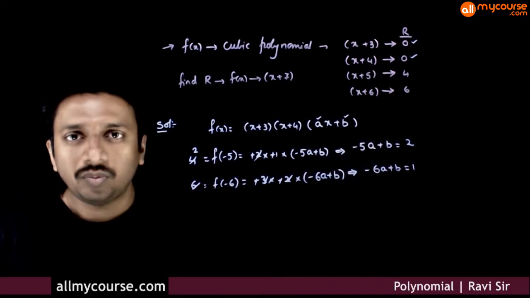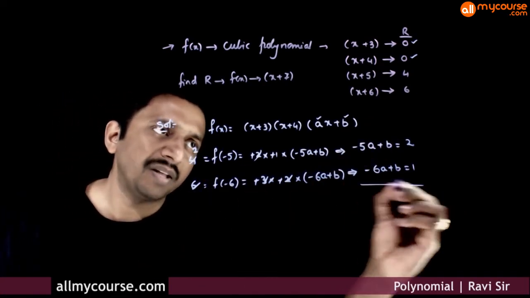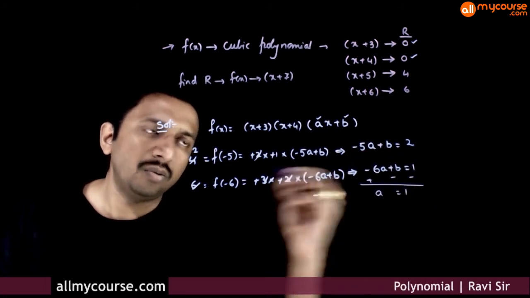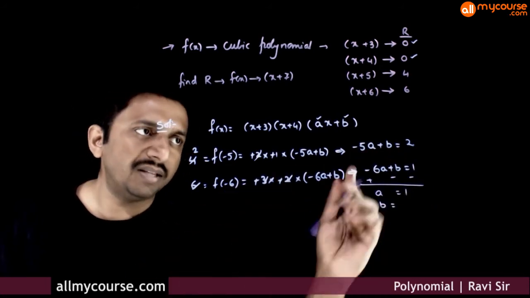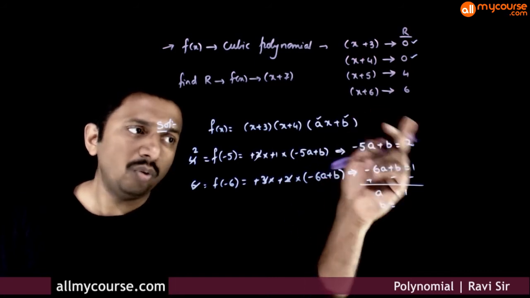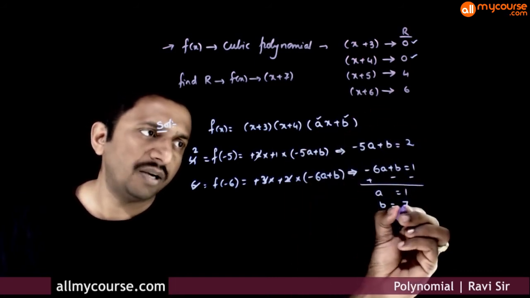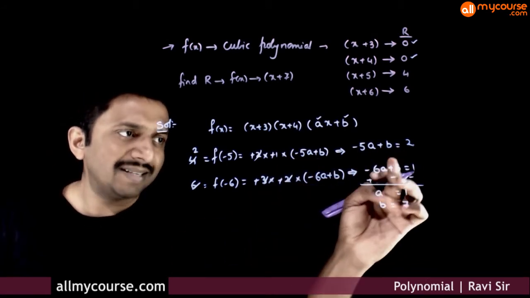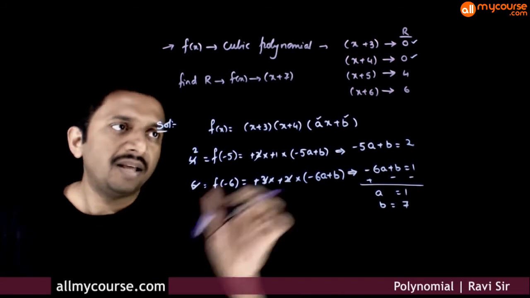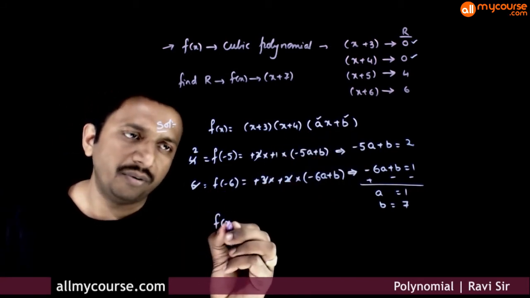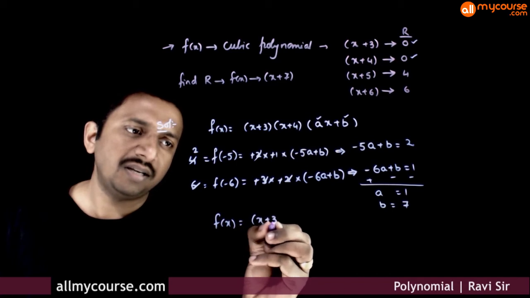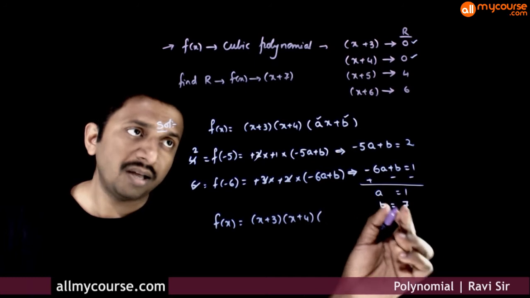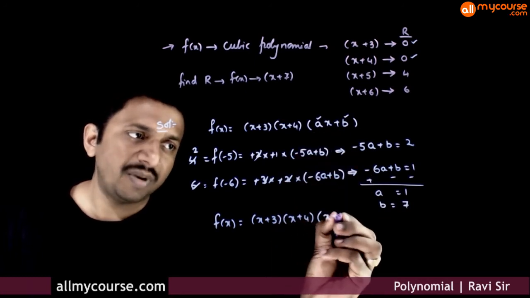So you got two equations. Just try to solve them. Subtract one from the other. So a is equal to 1 and b is equal to 2 plus 5, which is equal to 7. So minus 5 plus 7 is 2, minus 6 plus 7 is 1. Hence f of x is equal to x plus 3 times x plus 4 times x plus 7; just put a and b in.